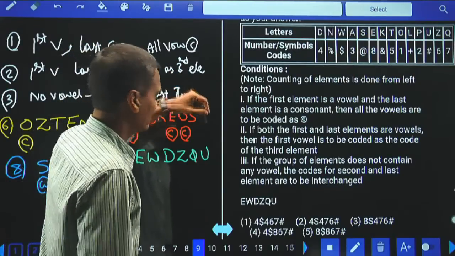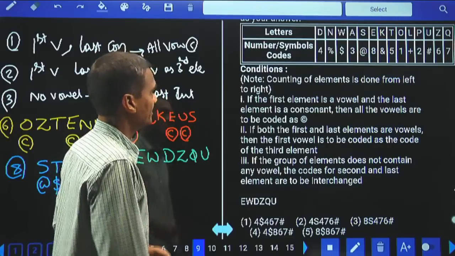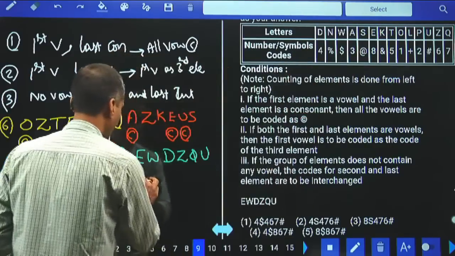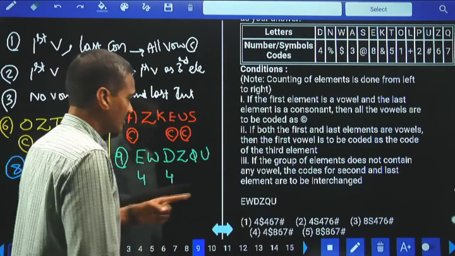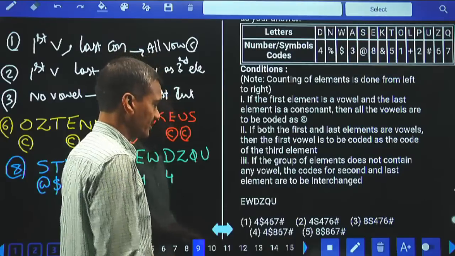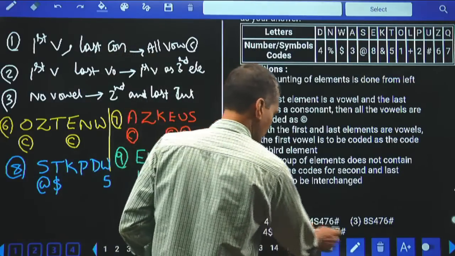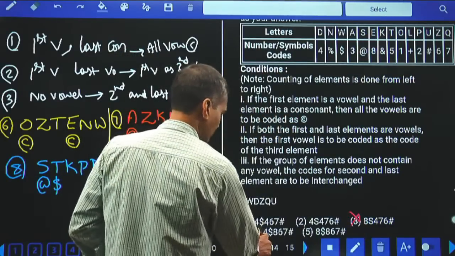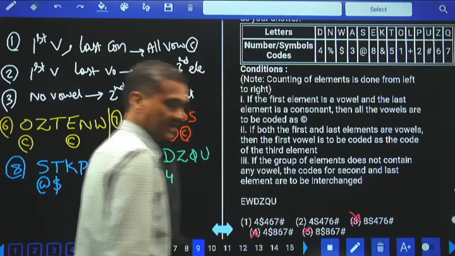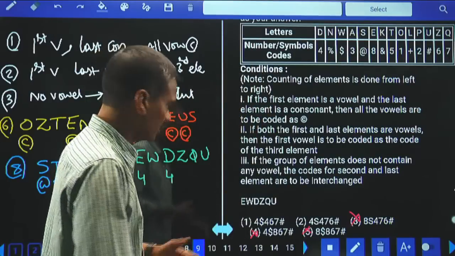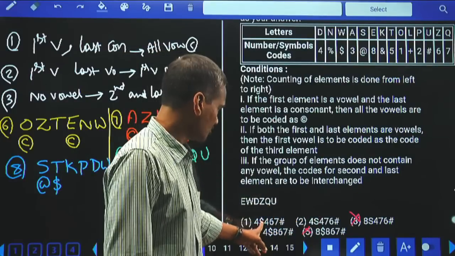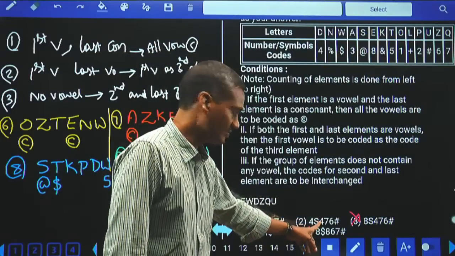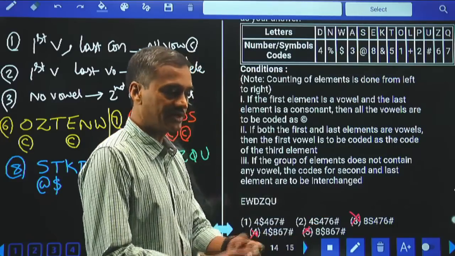The code of the third element. What is the third element here? D. What is the code to this D? 4. And the first and the third element must be 4 and 4. Among the given choices, first and third, 4 and 4, are given in choice 1. Choice 2 and 3 are ruled out, and 4 is ruled out, 5 is ruled out. Now finally we were left with only two choices. Between these two, the second element is different. In the first choice it is $, in the second it is S. Which one should be there?